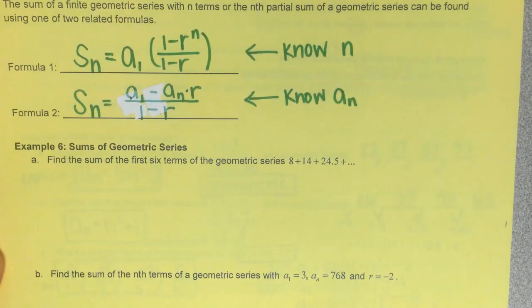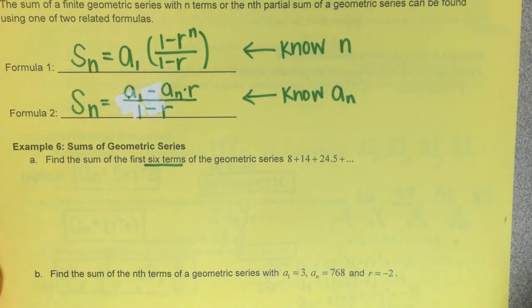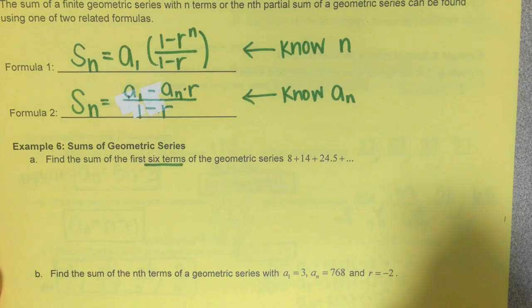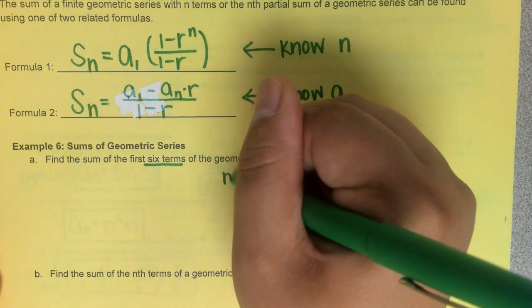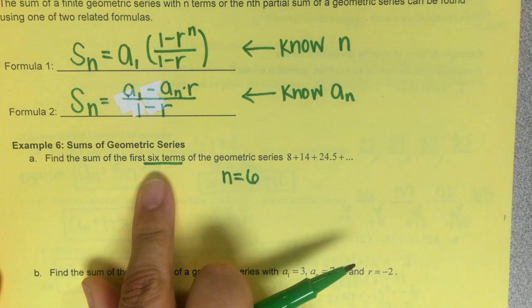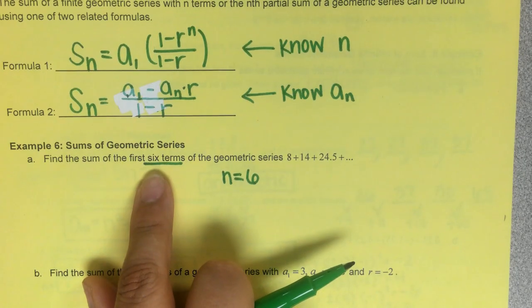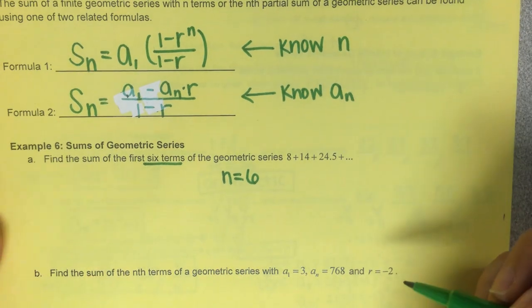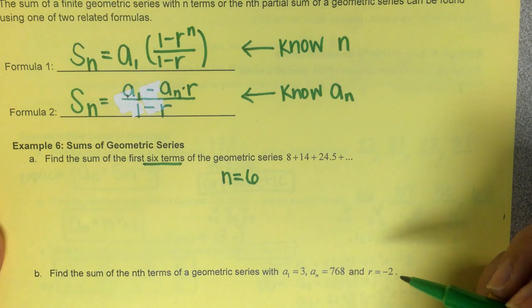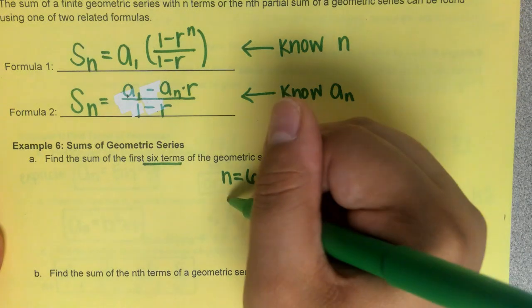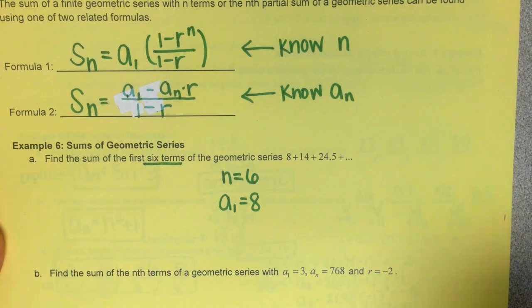All right, so how do I find the sum of the first 6 terms of the geometric series 8 plus 14 plus 24.5 plus dot, dot, dot? What do I know? N. What's n equal? Why is it 6? Literally tells me that. All right, thank you. Somebody in my front row. What else do I know? What's a of 1? A of 1 is 8. Cool. Perfect.